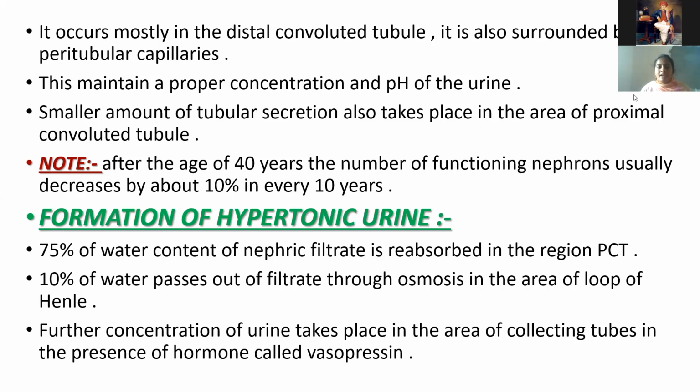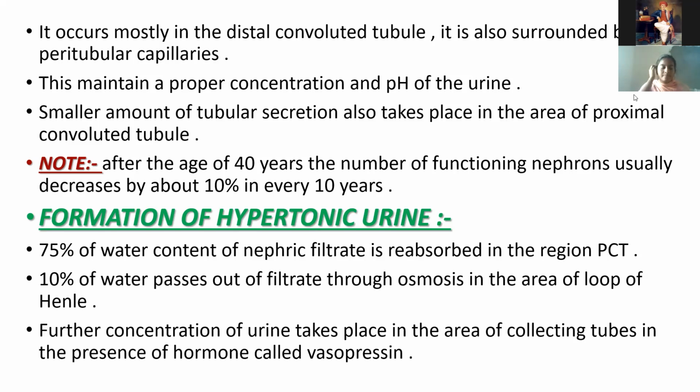Next, 10% of water is filtered through osmosis in the area of the loop of Henle. What is the function of the loop of Henle? The urine is filtered through the osmosis process. How much of the urine is filtered? Only 10% of the urine is filtered through the osmosis process by the loop of Henle.